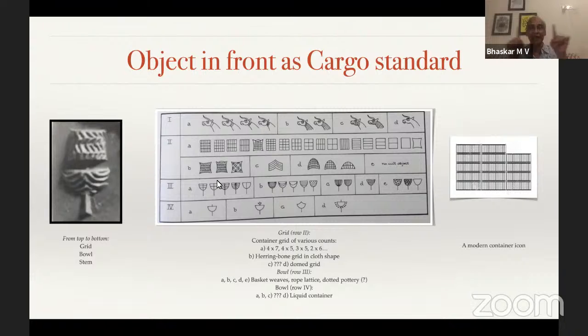in cloth shape. They are not just a suggestion of an abstract geometrical shape such as a square, but it represents an object such as a cloth with that curvature. And herringbone grid may well represent textile cargo. C, I have no clue what it is.